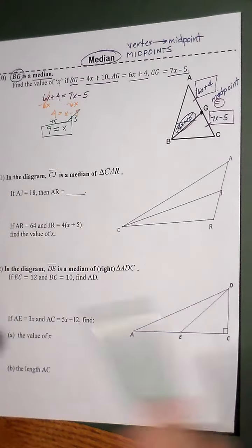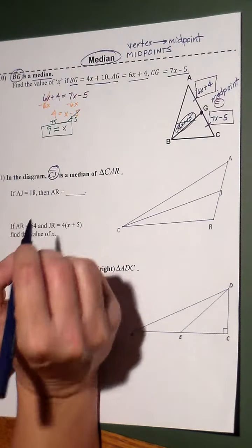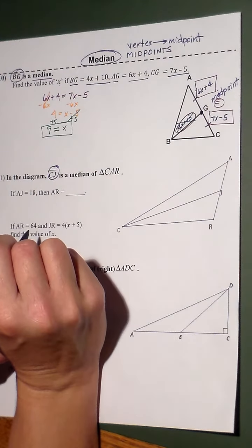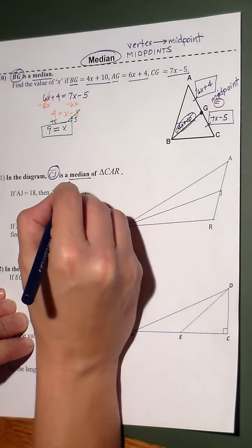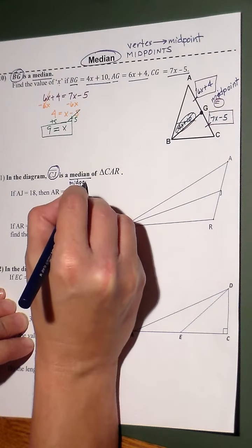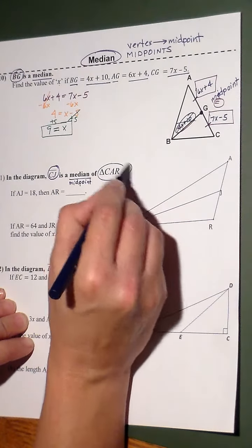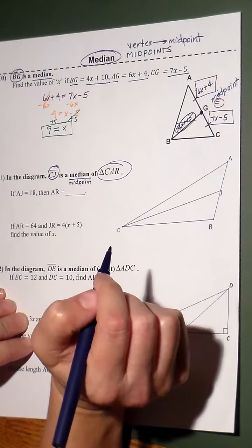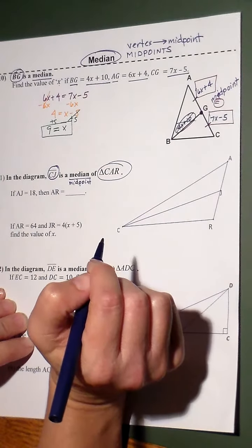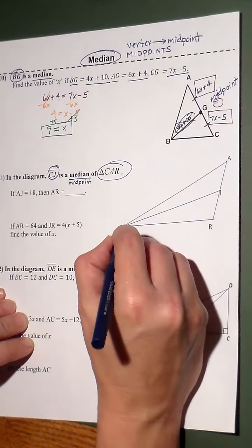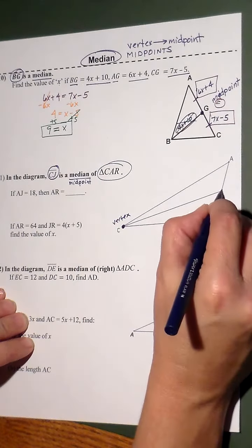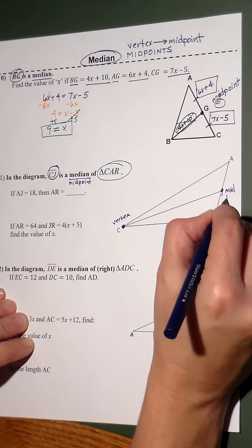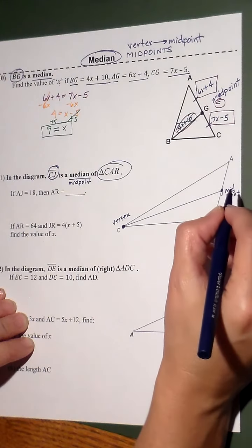All right, so now we've got number 11. In the diagram, CJ is a median, median meaning, again, magic word, midpoint, of triangle CAR. Oh, how cute, they can spell. Now, median means it goes from the vertex, remember? It goes from vertex to midpoint. Vertex to midpoint.